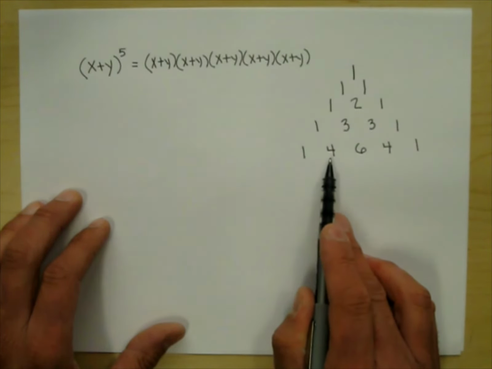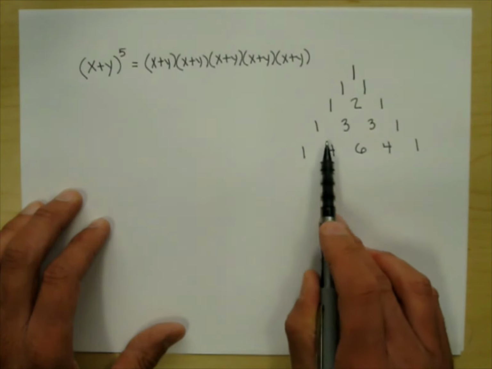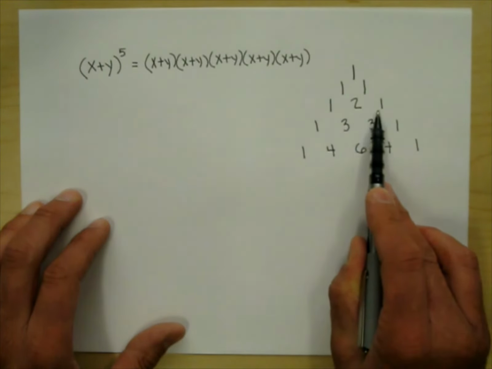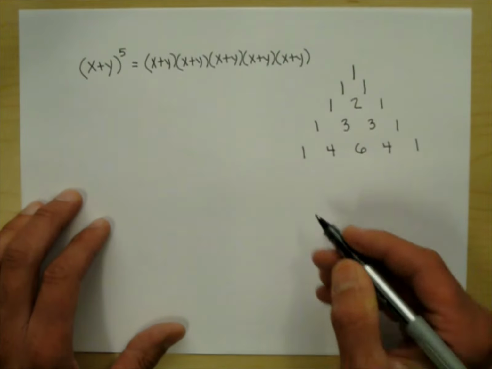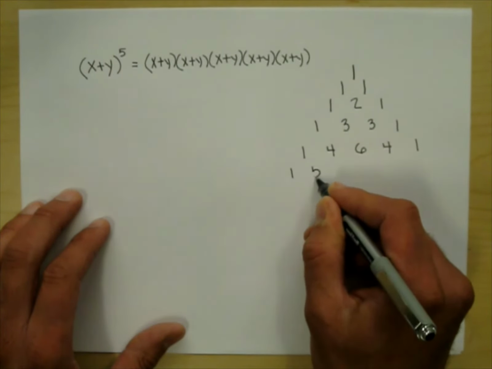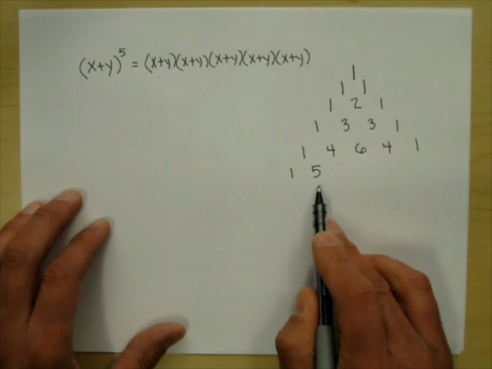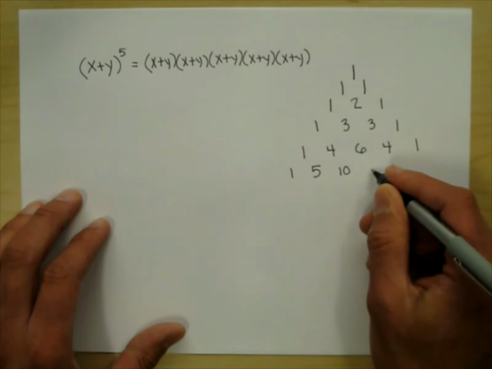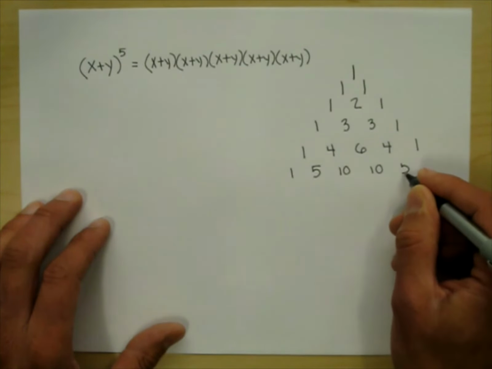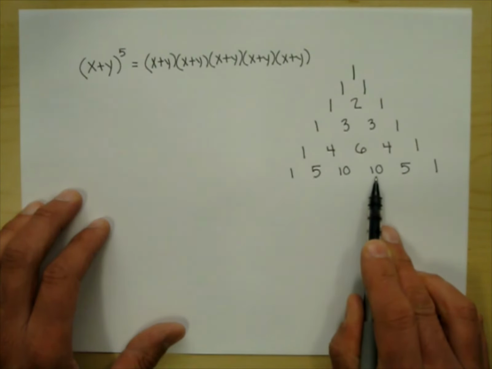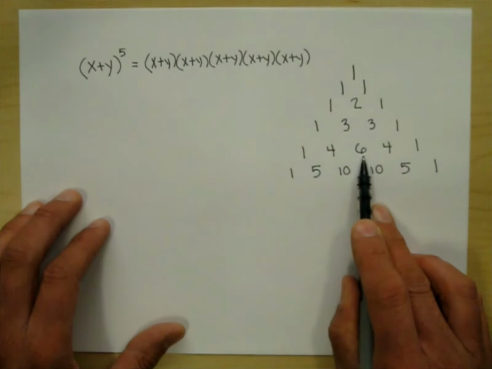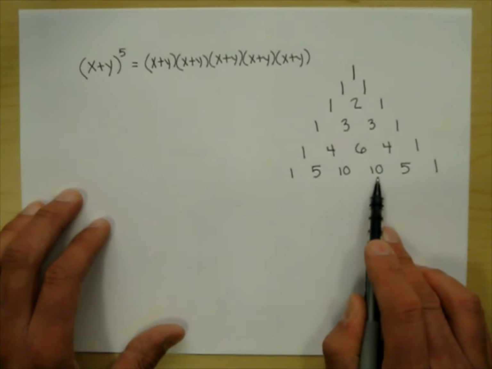We know that because 4 is the second entry. So row 3, row 2, row 1. This is row 0. Let's go ahead and write out row 5. 1, 5, 10, 10, 5, 1. And once again, I'm getting these numbers by adding the 2 numbers above. So 10 is gotten by going 6 plus 4. Okay, so there's a 10.